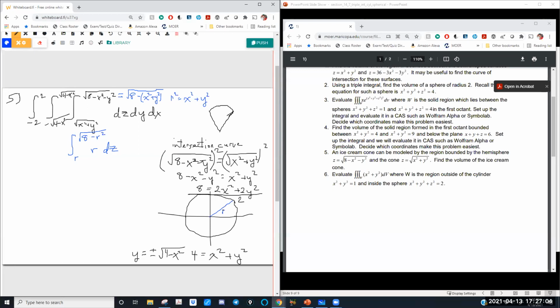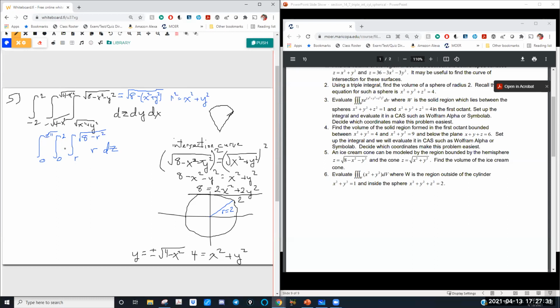Now here's where cylindrical is going to give us a distinct advantage. This is a circle with a radius of 2. Much easier to do in cylindrical coordinates. So in cylindrical, r is going to go from 0 to 2. That'll take care of the radius. And then we'll go around this circle from 0 to 2 pi in theta.